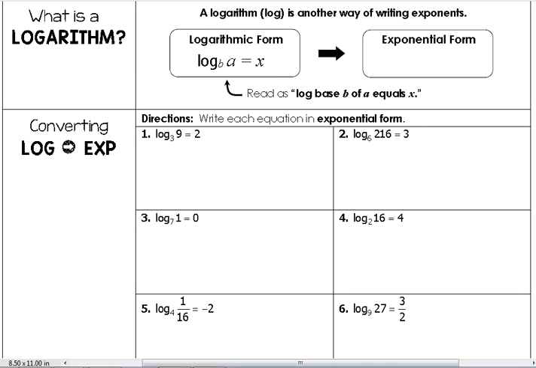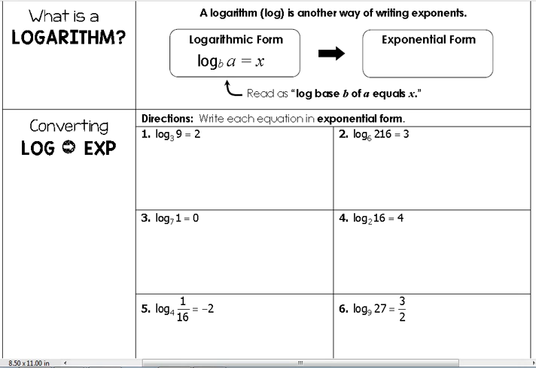Okay, logarithms and exponentials are not equal to each other. They are related to each other. The first thing we're going to look at here is what exactly a logarithm is. In the first box, logarithmic form is log base b of a is equal to x. It's even got right below it exactly how you're supposed to read it. That's log base b of a equals x. That b is kind of like a subscript.